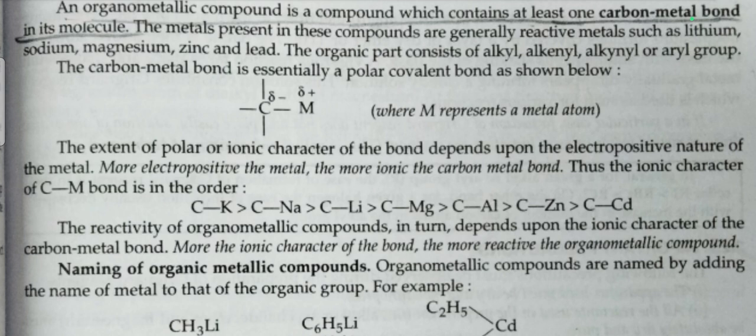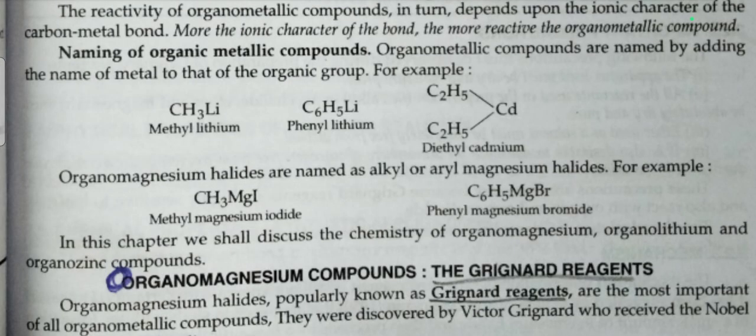Naming of organometallic compounds. Organometallic compounds are named by adding the name of the metal to that of the organic group. For example, methyl lithium, phenyl lithium, diethyl cadmium. Organomagnesium halides are named as alkyl or aryl magnesium halides. For example, methyl magnesium iodide, phenyl magnesium bromide. In this chapter, we shall discuss the chemistry of organomagnesium, organolithium, and organozinc compounds.